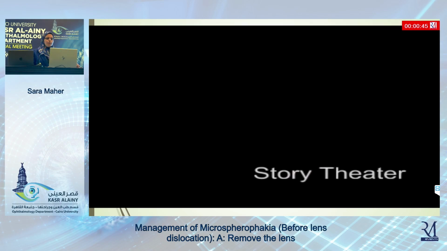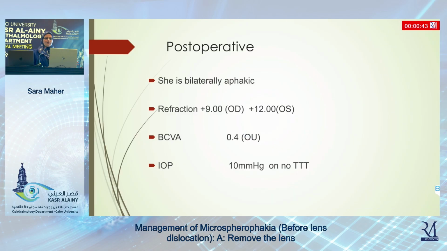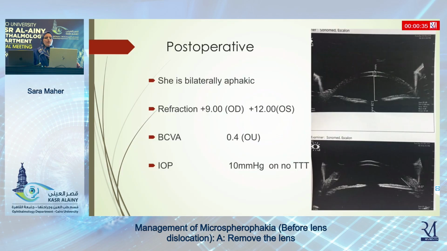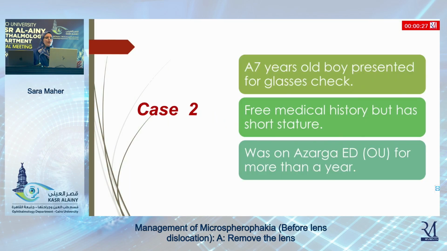The plan was to perform lensectomy and leave the patient aphakic. There was no time for the video now. After aphakic correction, she has a best corrected vision of 0.4 and the intraocular pressure was 10 on no treatment. And this is her post-operative UBM with a widely deep anterior chamber. After 6 months, we implanted a scleral lens and she's doing well now.